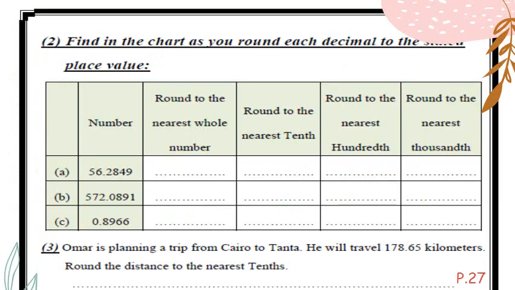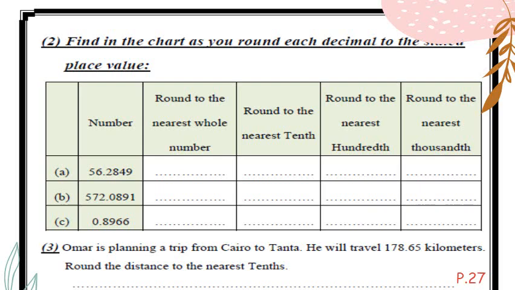In question 2 here, I need to round each number to the nearest whole, tenth, hundredth, and thousandth. Okay, let's start with letter A. Here in letter A, I have 56.2849. I need to round this number to the nearest whole. Whole means I need to underline ones. Which digit is under ones? It's 6, so underline 6 and look next door. 2 is weak, that means nothing happens. So 9 will be 0, 4 will be 0, 8 will be 0, 2 will be 0, decimal point, 6 keep it as it is, and 5 keep it as it is.